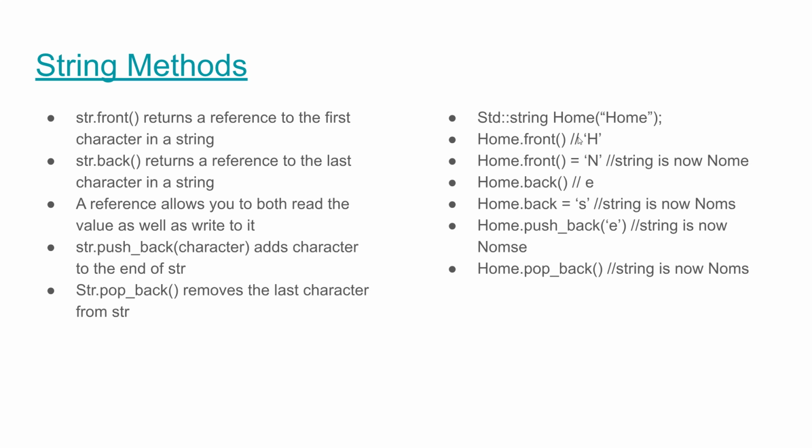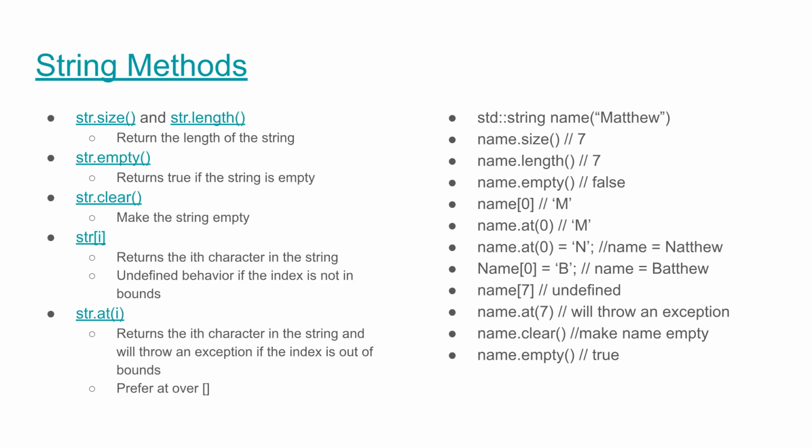So again, here's some examples. So here's home. home.front is H. home.front equals N, it's now going to be nome. home.back would be E. home.back equals S, it's now noms. home.push_back, it's now nomsy. And then if we did pop_back, it doesn't return the character. It just removes it altogether. It's now noms, right back again. string.at and the string bracket also do return references. That's why we're able to do the assignments over here and have them actually change. Any other questions?